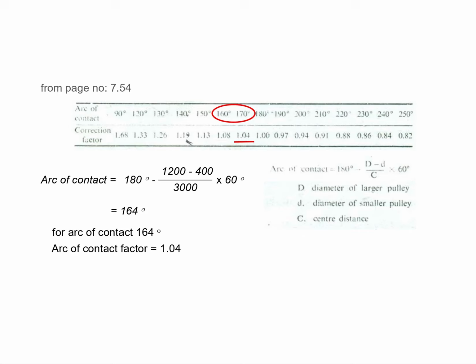Corresponding to the 164 degree, this is not available. So either we can take the average of 160 degree and 170 degree values, or we can interpolate it. So I have taken the nearby value. The nearby one is 170, so 1.04 I have taken as the arc of contact factor.